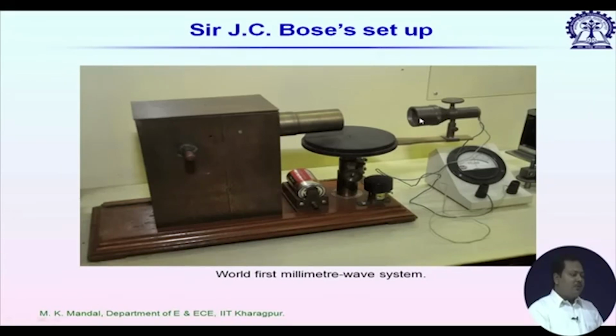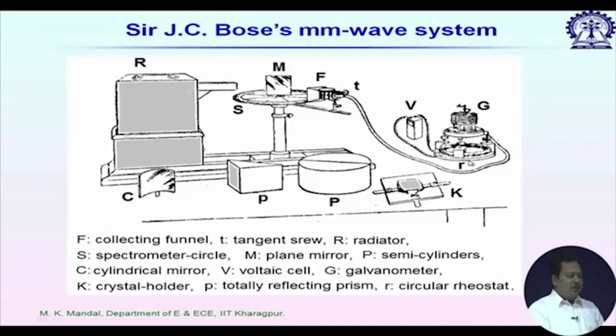Then how to sense this millimeter wave signal? He designed one detector, which is a metal semiconductor junction. I am going to show the picture in the next slide. When a millimeter wave signal falls on this detector, it provides a DC current, simply a DC voltage. We can then detect this DC voltage by using a galvanometer.